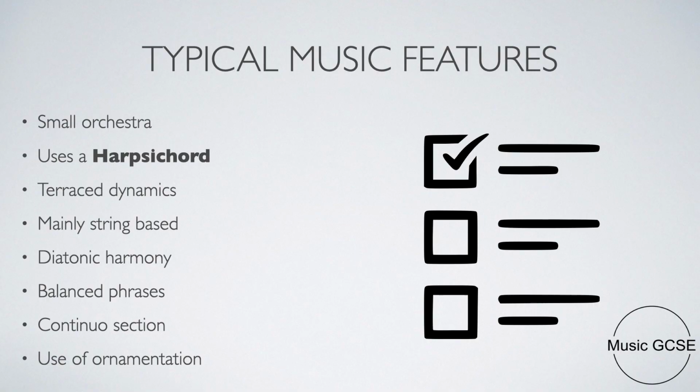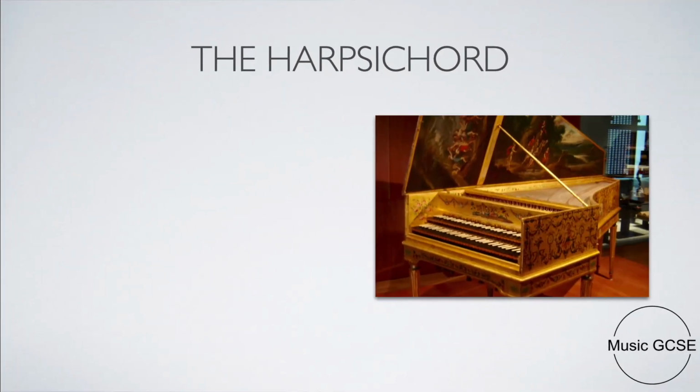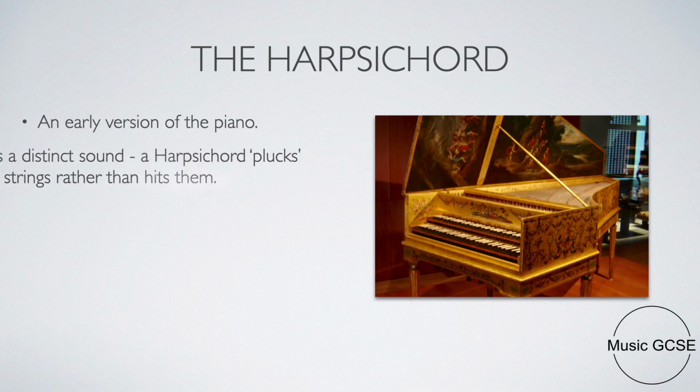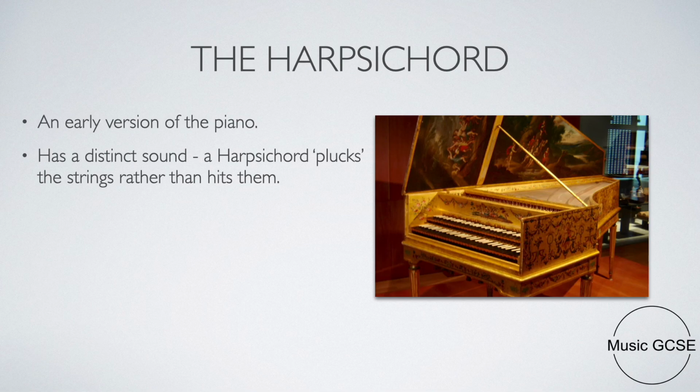So let's take a look at the harpsichord and what it sounds like. So the harpsichord is an early version of the piano. It has a distinct sound, so harpsichord will pluck the strings inside it rather than strike them like inside a piano. You can only play 2 volumes on a harpsichord. You can either play loud or quiet. If you look at the picture of the harpsichord on the screen now, you'll see it's got 2 sets of keys. One set of keys will produce a quiet sound, the other set of keys will produce a loud sound.